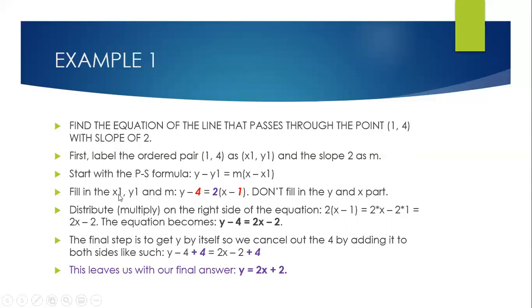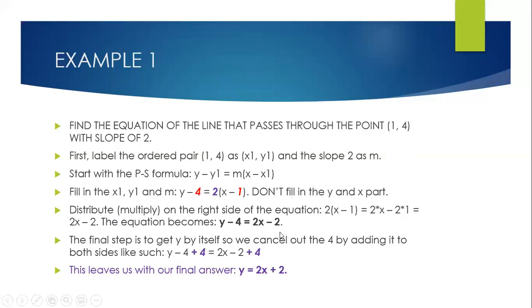We fill in the x1, the y1, and the m. So notice that I didn't fill in the y or the x. I filled in the x1, the y1, and the m, nothing else. I don't fill in the y and x part. I distribute, multiply on the right side of the equation. So 2 times x minus 1 is 2 times x minus 2 times 1, which gives me 2x minus 2. The equation becomes y minus 4 is equal to 2x minus 2.